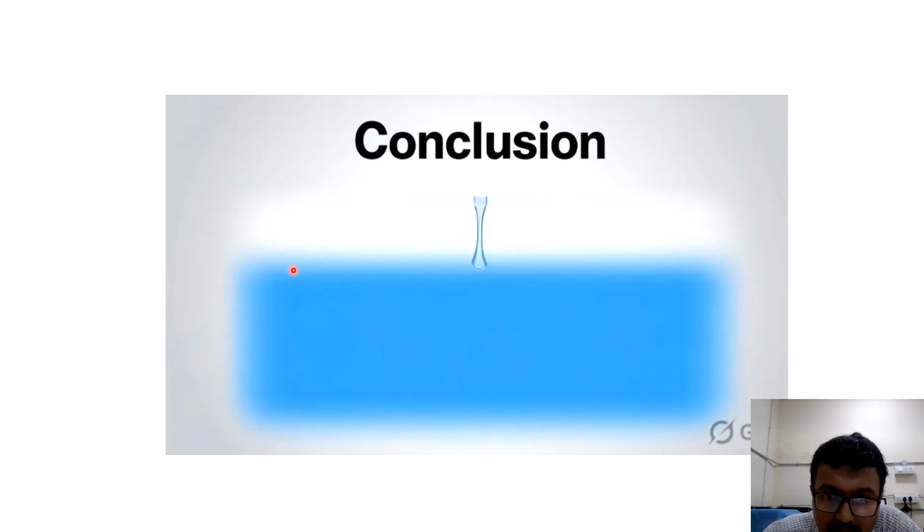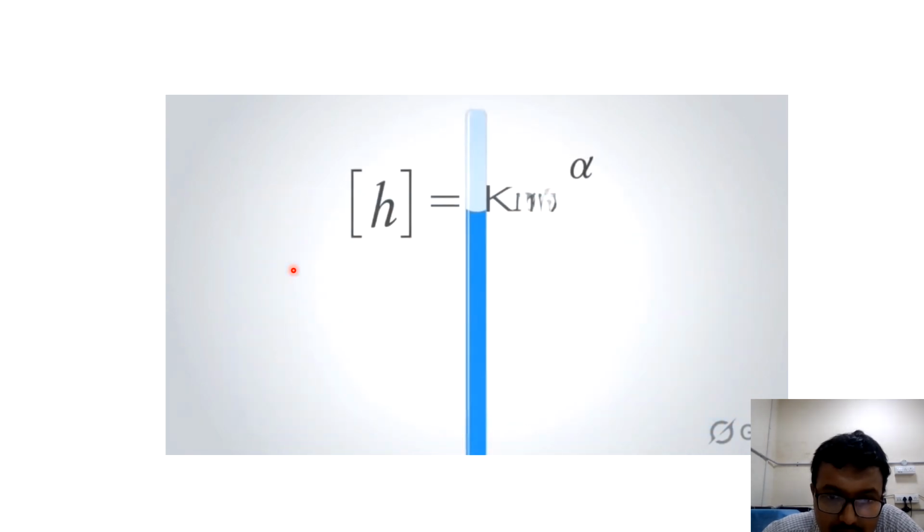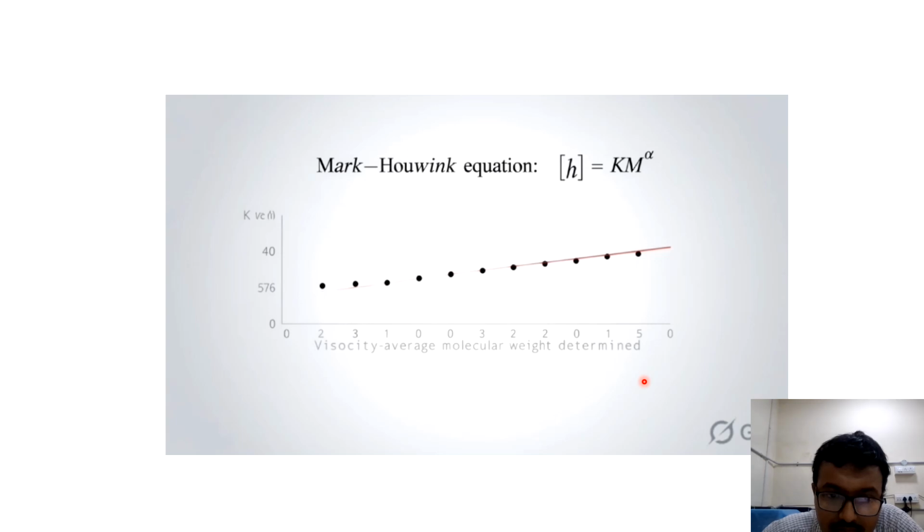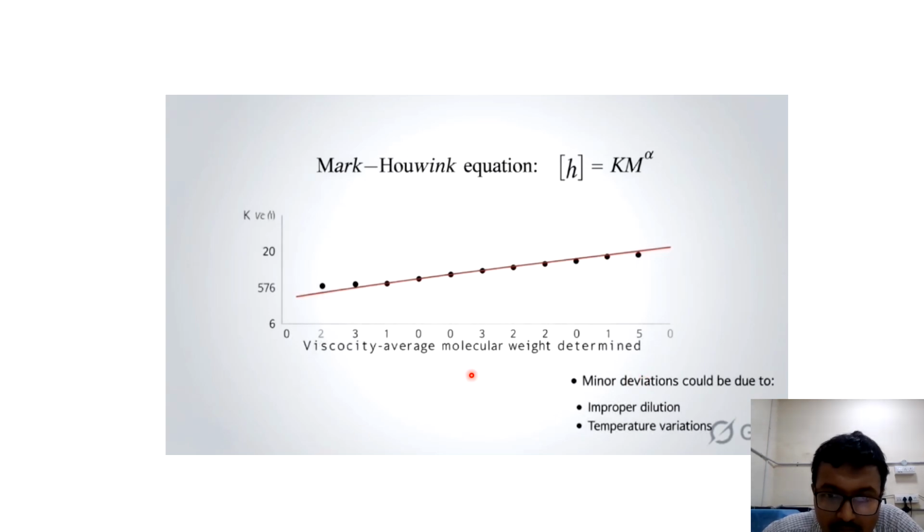The molecular weight was determined using the viscosity average method. By measuring viscosities at different concentrations and extrapolating to find the intrinsic viscosity, the molecular weight was calculated.